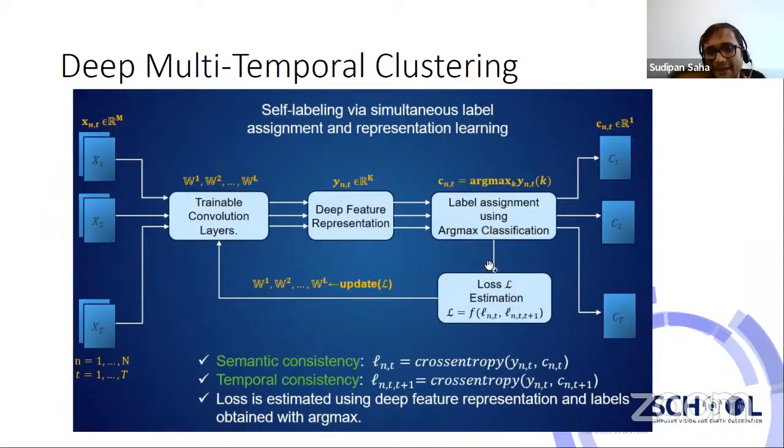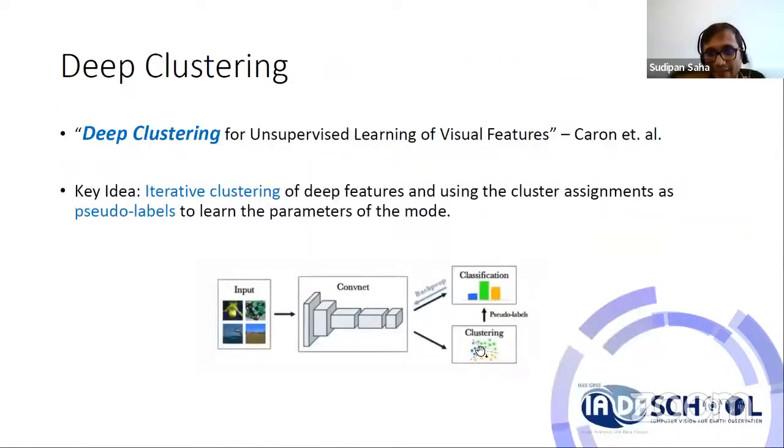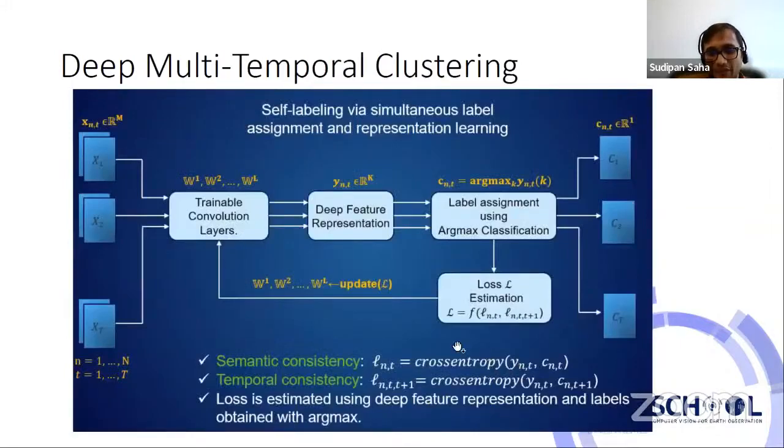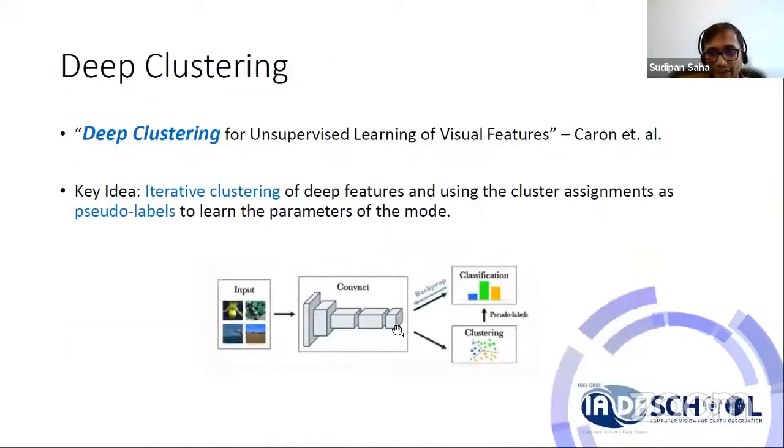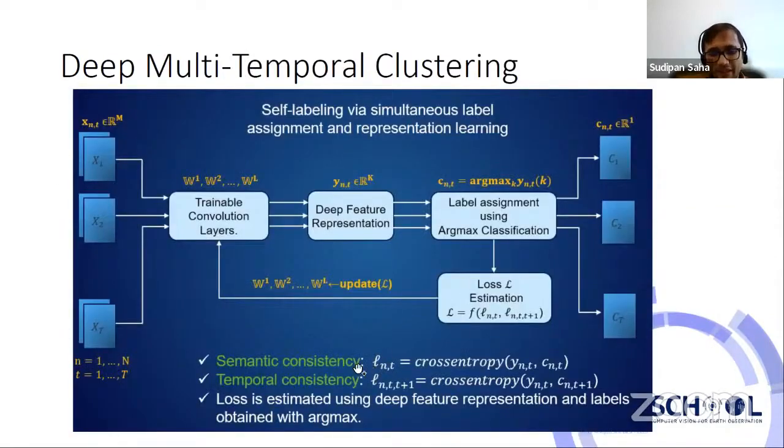And then we can obtain a loss, using the same phenomenon I described before: a cross entropy loss between Y_NT and C_NT. C_NT are the labels that we have produced from this clustering, and Y_NT is the feature representation over here. Between these, we can use a semantic consistency loss, L_NT, a cross entropy loss, nothing else. But we can also use a temporal consistency loss.